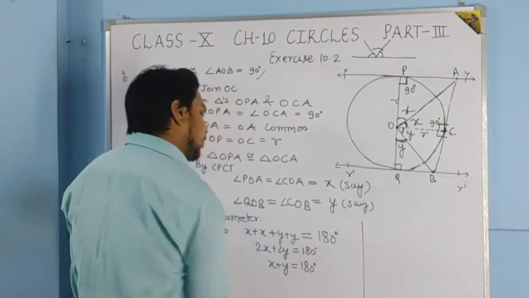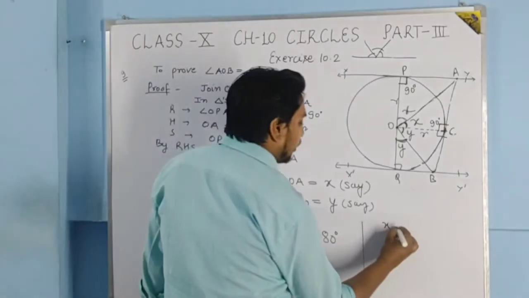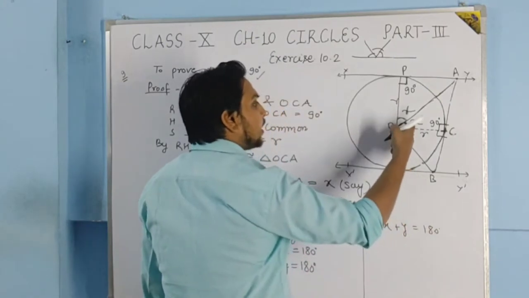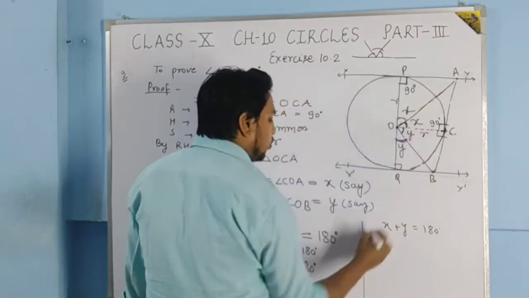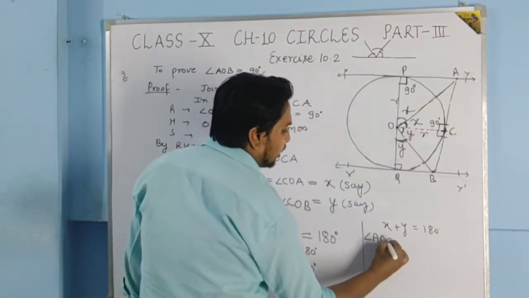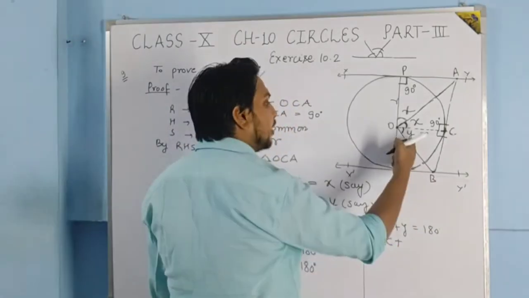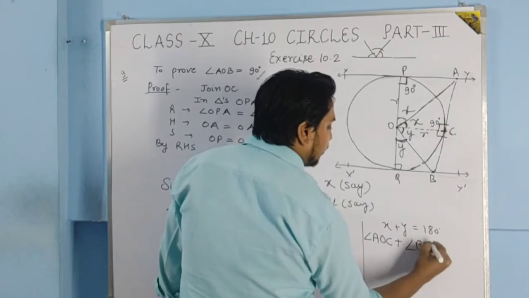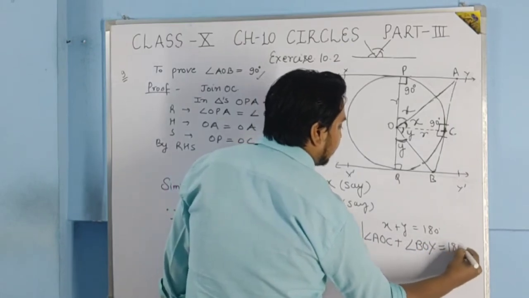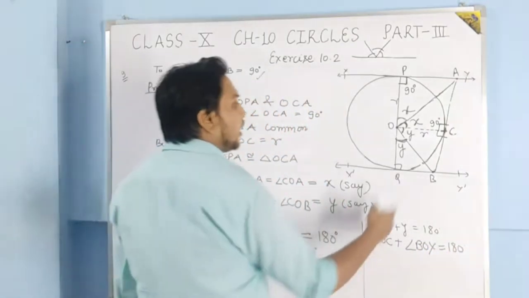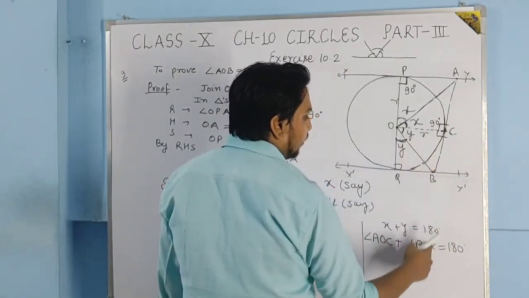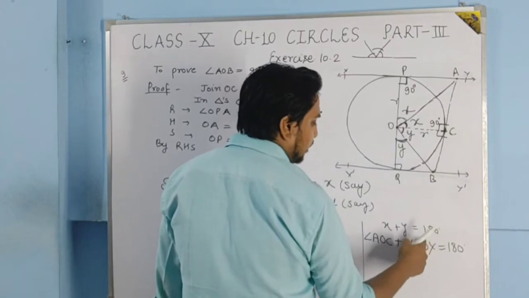Now x plus y means what? Can we say x is angle AOC? Yes, we can say it. Can we say y is angle BOC? Yes, of course we can say. Now angle AOC, BOC we can say, no?